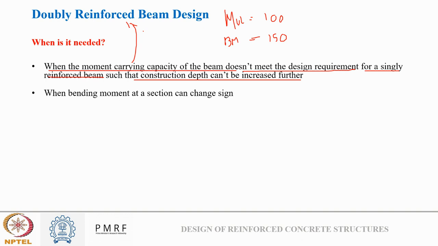Now, this is one case where we go for doubly reinforced design. There's one more case, when the bending moment can change signs. This can happen when there is some moving load and the tension can occur both at top and bottom. So when the tension zone can be created at both top and bottom, we go for a doubly reinforced design.